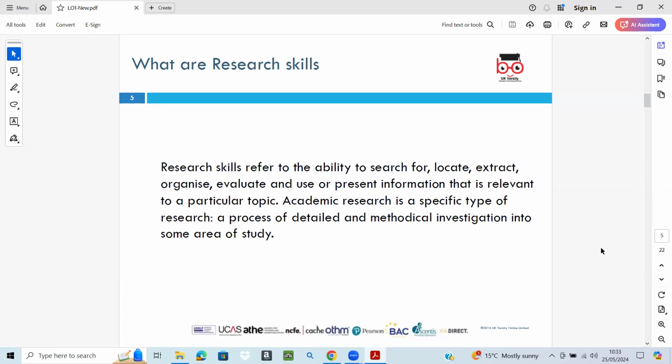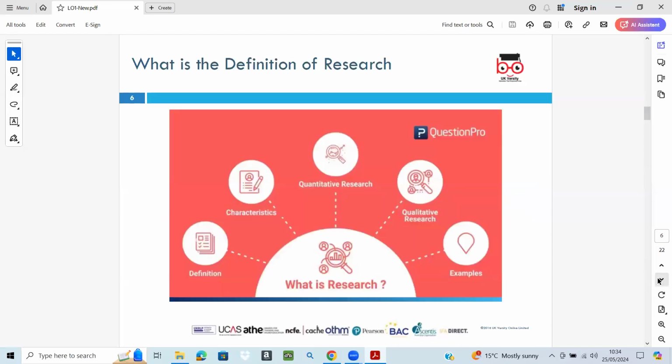So overall, research skills are essential for effectively conducting, presenting, and applying research findings. They enable health and social care professionals to make informed decisions, develop evidence-based practices, and contribute to the advancement of their field. So I believe these are all the important points. Move to the next slide.